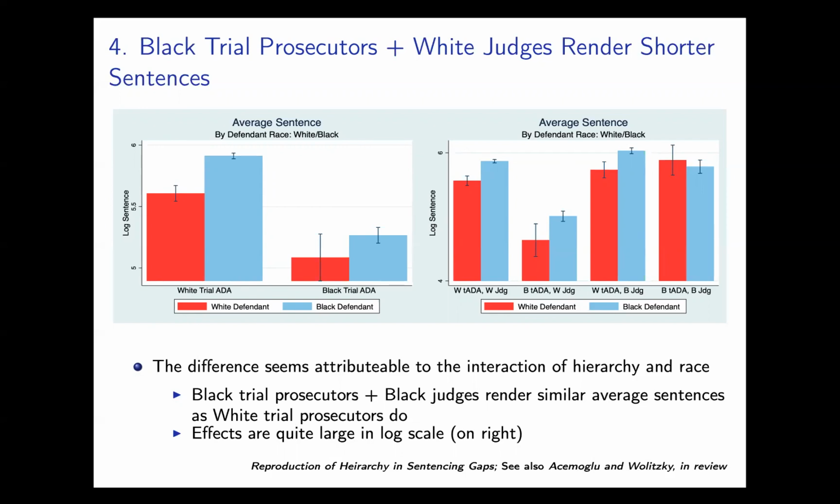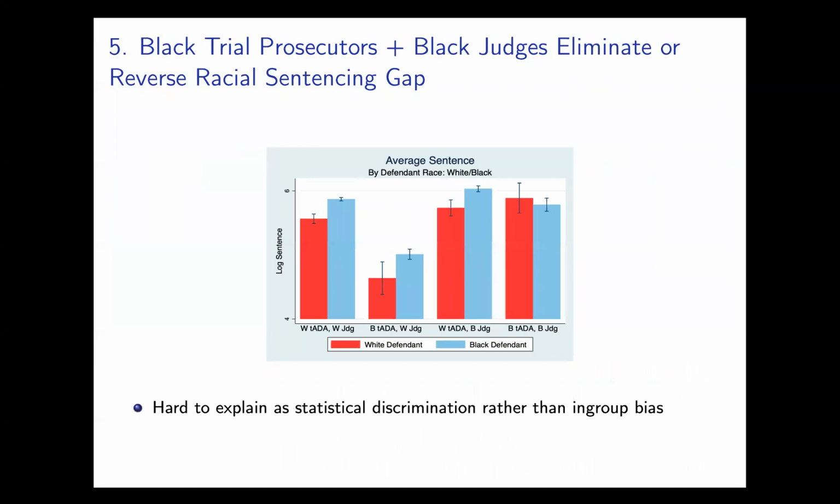What's also troubling, if you take the first three pairs of columns, we see the traditional longer sentence lengths for black defendants relative to white defendants. But in the final pair, we see that black trial prosecutors and black judges eliminate or reverse the racial sentencing gap, which is hard to explain as statistical discrimination rather than in-group bias.